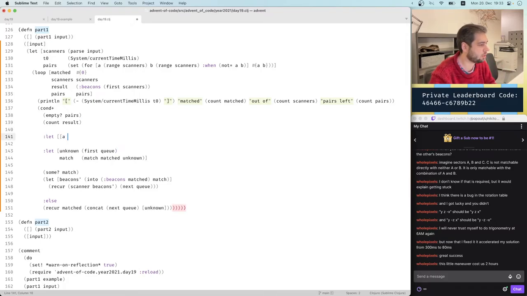Now, what do we do? Let A, B be the first pairs. Actually, we need to find the pair that has the first element matched or the second element matched. First filter pairs, A, B or, well, actually, any matched, kind of like this, right?